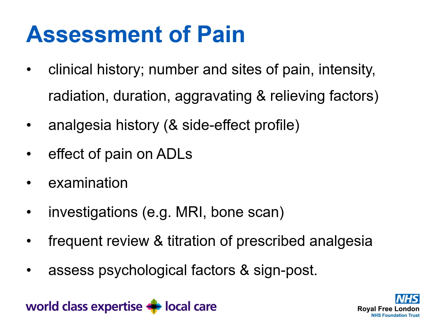So one of my final slides today is the assessment of pain. So you want to take a good and thorough clinical history, the number and sites of pain, pressure points and so on, what's the intensity, radiation, duration, and aggravating and relieving factors. What is the patient's analgesia history? Either try and take it from the patient, ring the GP, ask for a fax, or most GPs are now on summary care record, which can be really useful.